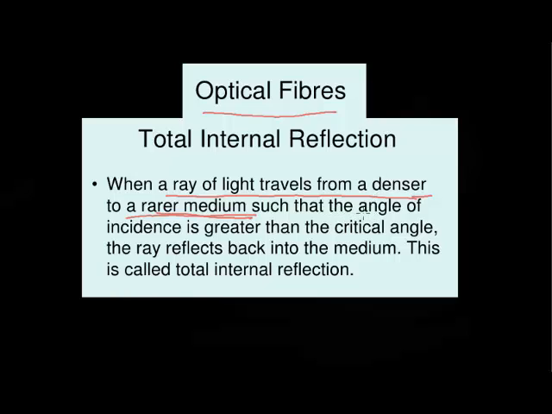And the second condition is the angle of incidence with which the light ray will strike the optical fiber should be greater than the critical angle. Now the question is, what is critical angle? We'll see that. So if these two conditions are satisfied, in that case the light ray will undergo total internal reflection. We'll see how.